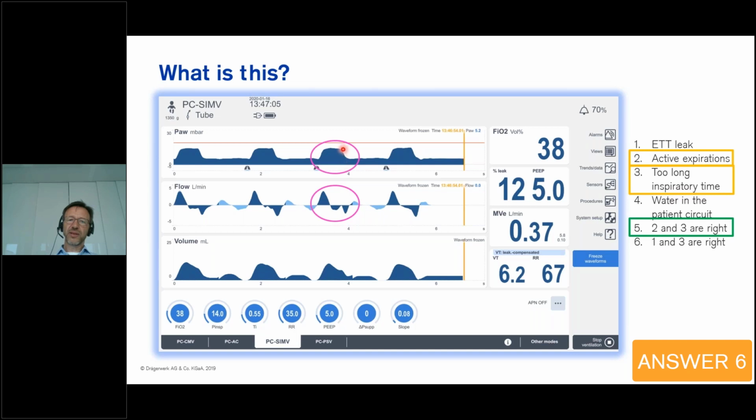Only when the ventilator switches to expiration, you see a second expiration here, which is then simply the release of the volume out of the lung, which was held in the lung due to the inspiration pressure, and is then released to PEEP. So this was totally right.